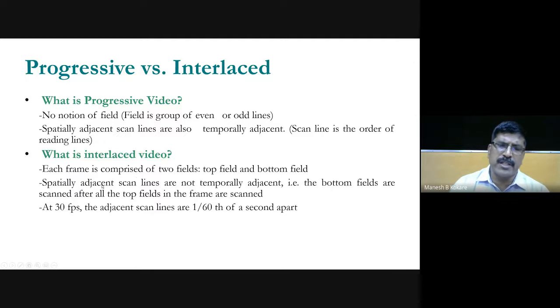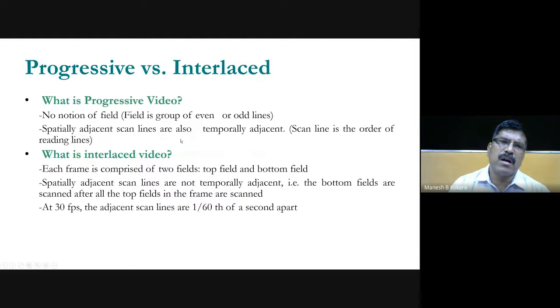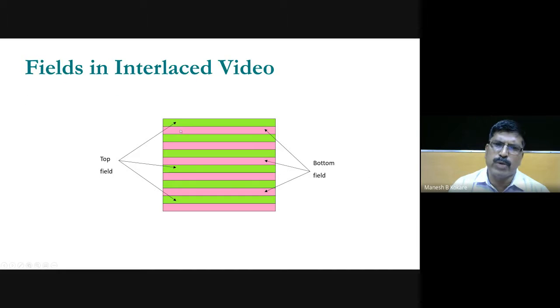Spatially, you scan the first line, then the third line, then the fifth line, and so on. So these are temporally adjacent, but not spatially adjacent. In progressive scanning, we scan the first line, then the second line, then the third line, so they are both spatially and temporally adjacent.